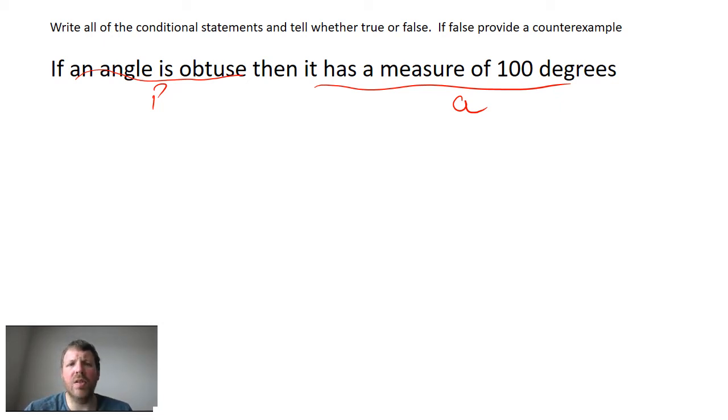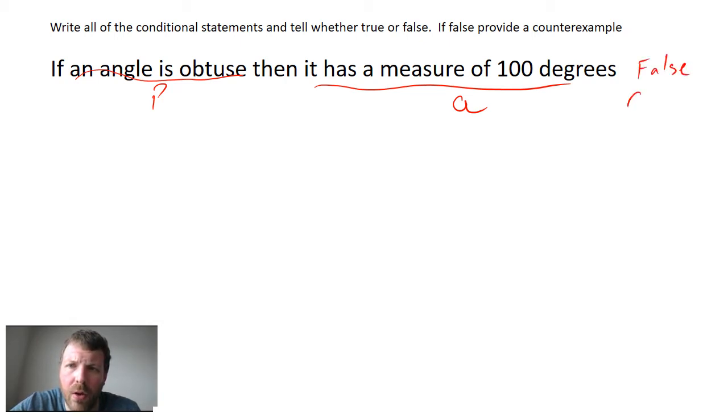All right, so let's take a look at this original statement. If an angle is obtuse, then it has a measure of 100 degrees. Can I have an obtuse angle? That's what you have to ask yourself. Can P happen? Yes, it can. We can have an obtuse angle. Now, the question is, does that obtuse angle always have to be 100 degrees? No, there's tons of angles that are not 100 degrees but are obtuse. So this is really false, isn't it?